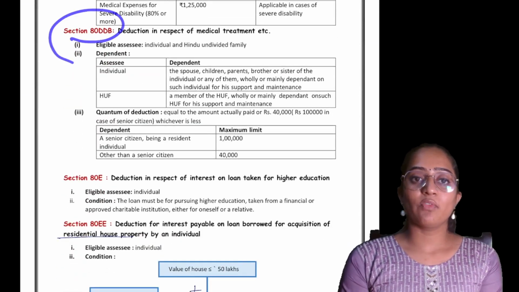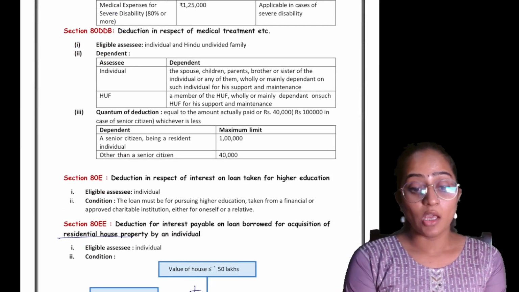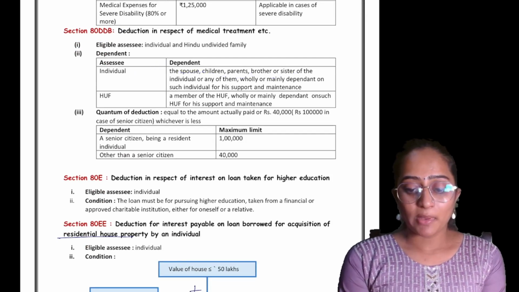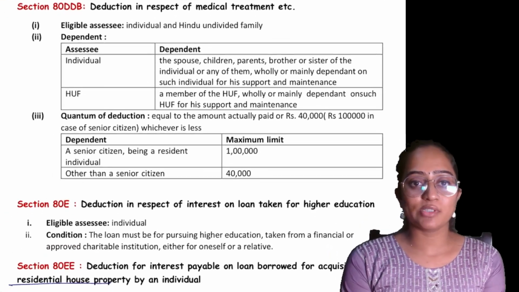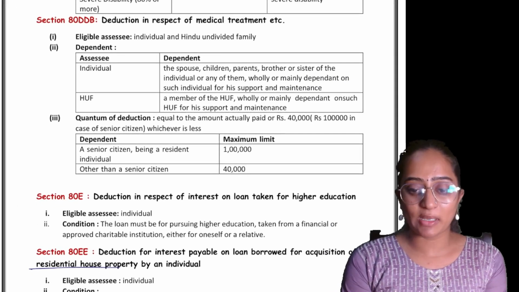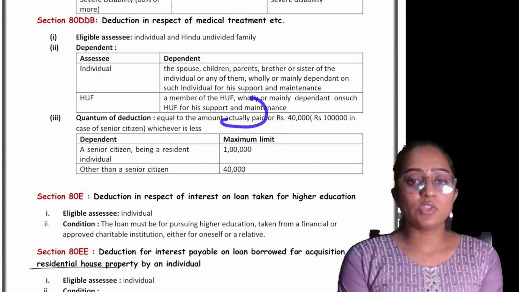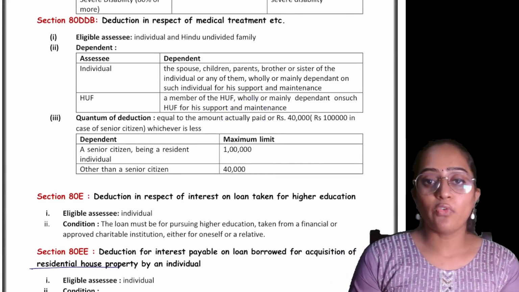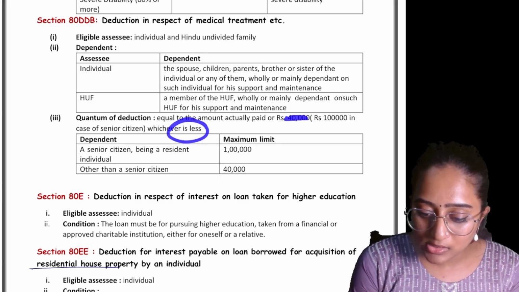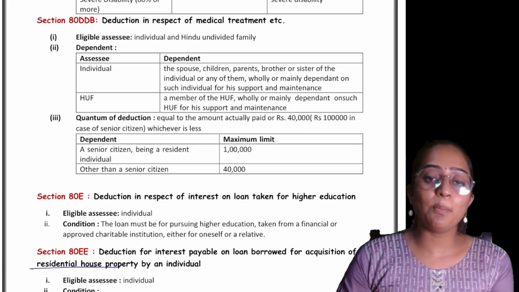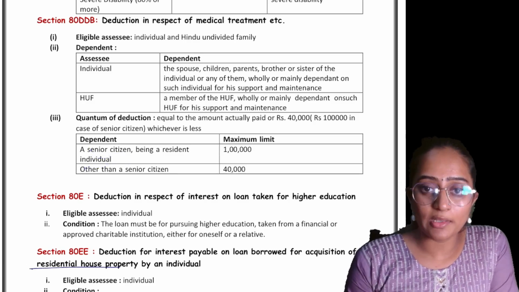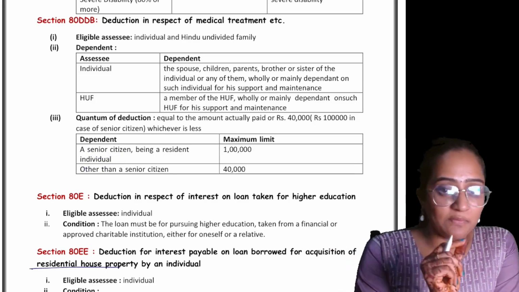80DDB is such that medical treatment expenses are spent for an individual, spouse, children, parents, brothers and sisters, who are mainly dependent on such person. The quantum of deduction available is the actual expenses incurred or 40,000 rupees, whichever is less, and this 40,000 rupees is replaced with 1 lakh rupees, provided that person is a senior citizen. Clear?